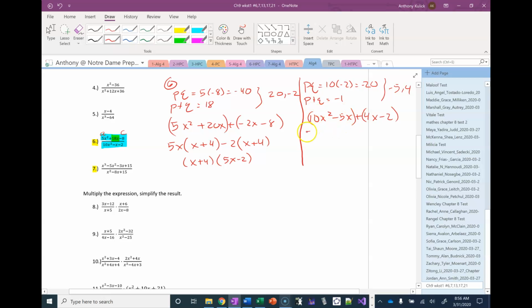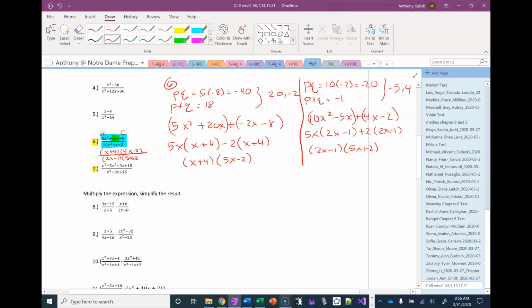Make two groups. From the first group, I can take a greatest common factor of 5x, leaving me with 2x minus 1. From the second group, I can take a greatest common factor of 2, leaving me again with 2x minus 1. Looking at the whole thing, there's a greatest common factor of 2x minus 1, leaving me with 5x plus 2. So for number 6, the numerator factors to x plus 4 times 5x minus 2, and the denominator is 2x minus 1 times 5x plus 2.